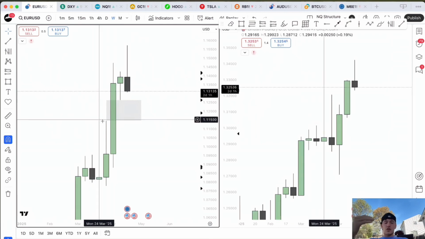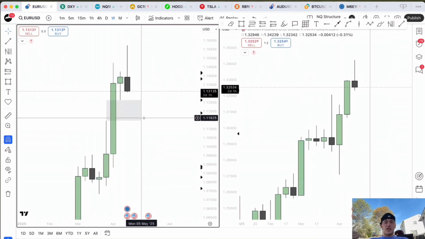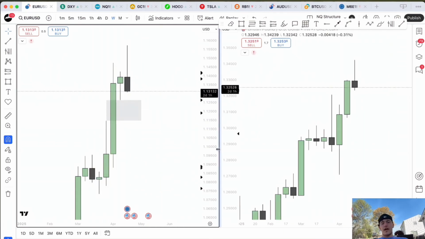And same thing with the Euro, which is this weekly bullish gap here. So I'm just making sure that my dollar index matches the analysis with the opposite draw of the Euro. So that was my weekly analysis.